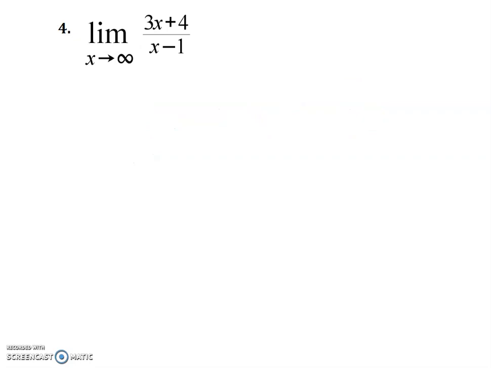Now let's look at some that are not trig ones. I like these better than the trig ones. So when we're looking at the limit as x approaches infinity, you're looking at the highest degree terms on the top and the bottom, which would be the 3x and the x. Eventually this gets so big that the plus 4 and the minus 1 don't make a difference. So we're just looking at 3x over x.